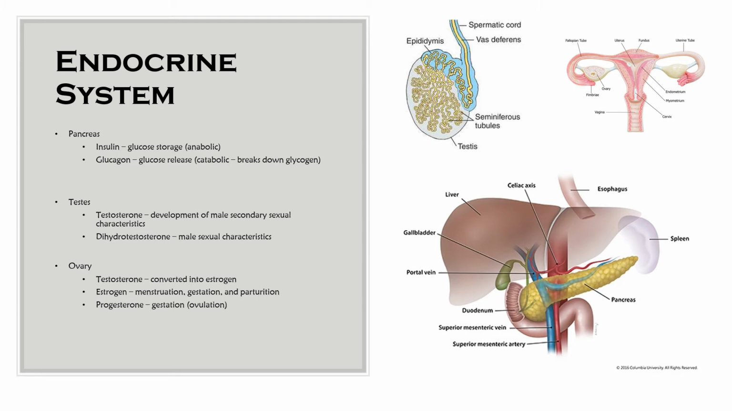In the ovary, that testosterone is going to get converted into estrogen, and estrogen plays a large role in menstruation, gestation, and birth, which is also known as parturition. It also produces progesterone that has a very large role in gestation because it tells your body not to ovulate again. And so when a female takes birth control, that birth control is generally made of estrogen and progesterone, and it's basically telling the body, I am pregnant, do not ovulate again.